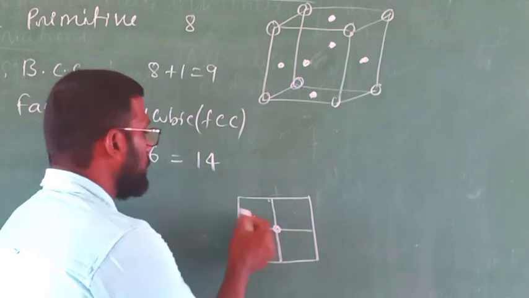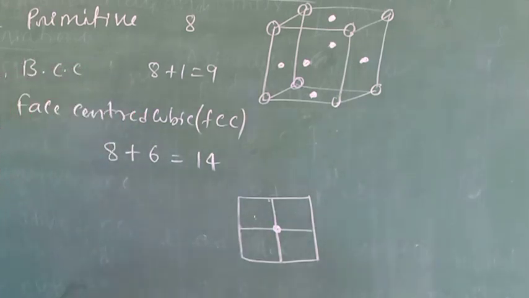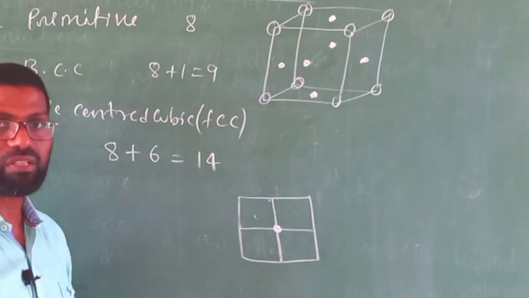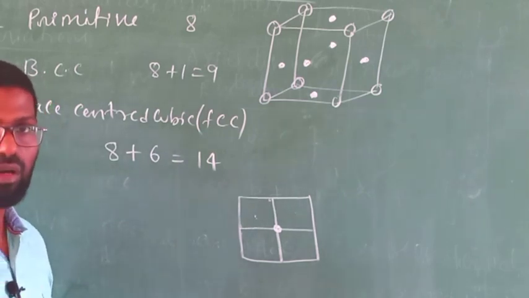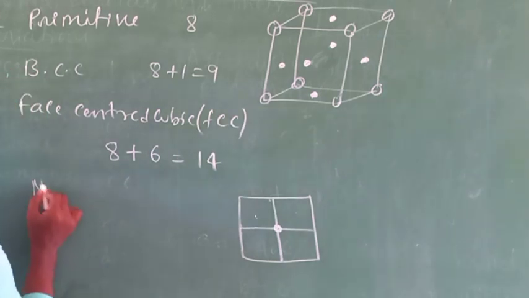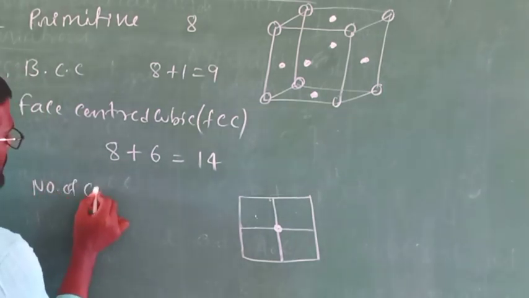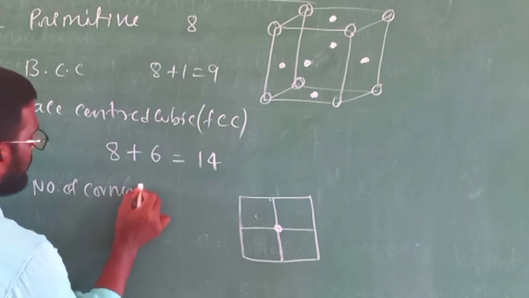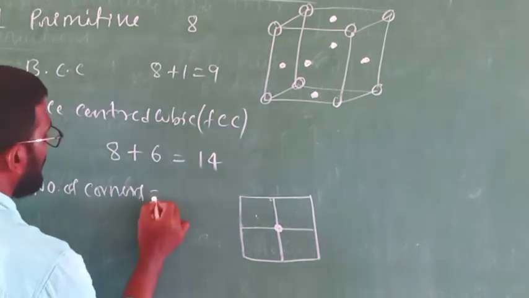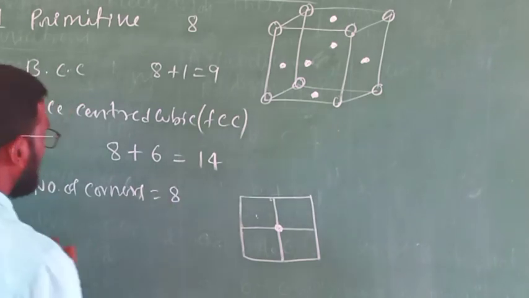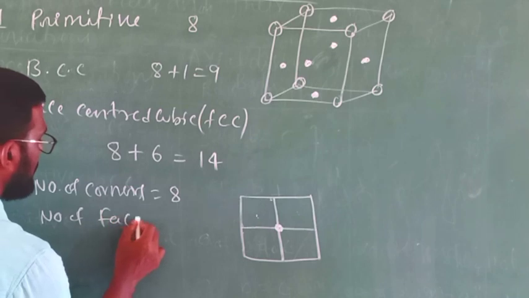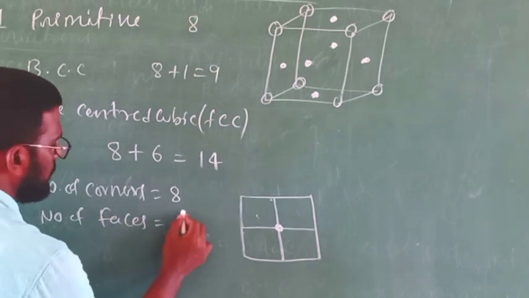Next, how many faces does each unit cell have? First let us recall how many faces, how many edges, how many corners there will be, which we have already discussed in the previous lecture. The number of particles at corners is equal to 8 corners. Number of faces in each unit cell is 6.